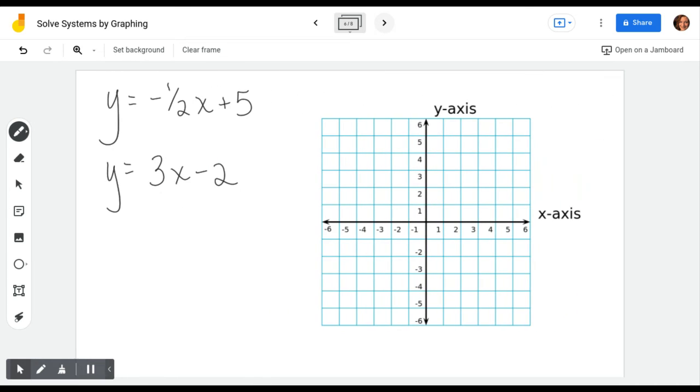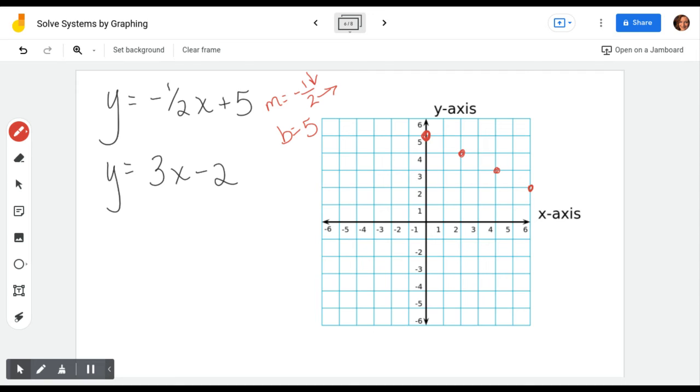I've got just a couple more. Okay, first one here, y equals -1/2 x plus 5. My slope is -1/2. It's negative, so it's telling me down and right. My y-intercept is at a positive 5. So my starting point goes at 5 on the y-axis. From there, I'm going to go down 1, right 2, down 1, right 2, down 1, right 2.